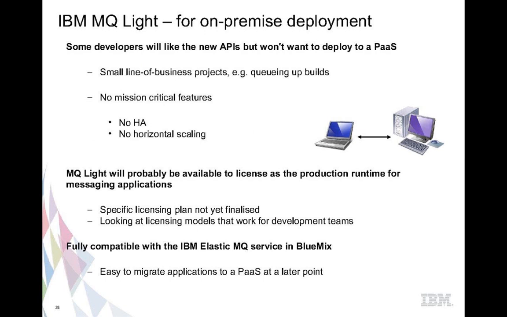But IBM MQ Lite is fully compatible with the IBM Elastic MQ service in Bluemix. So it's easy to migrate the applications that you have developed for your MQ runtime on-premise onto the Elastic MQ service, which is offered as a platform as a service on Bluemix at a later point. So you can easily migrate your local applications to run on the cloud.